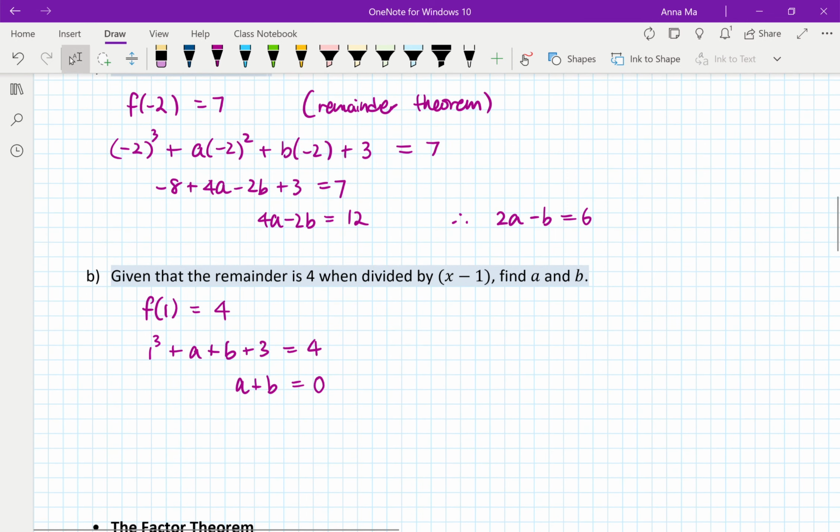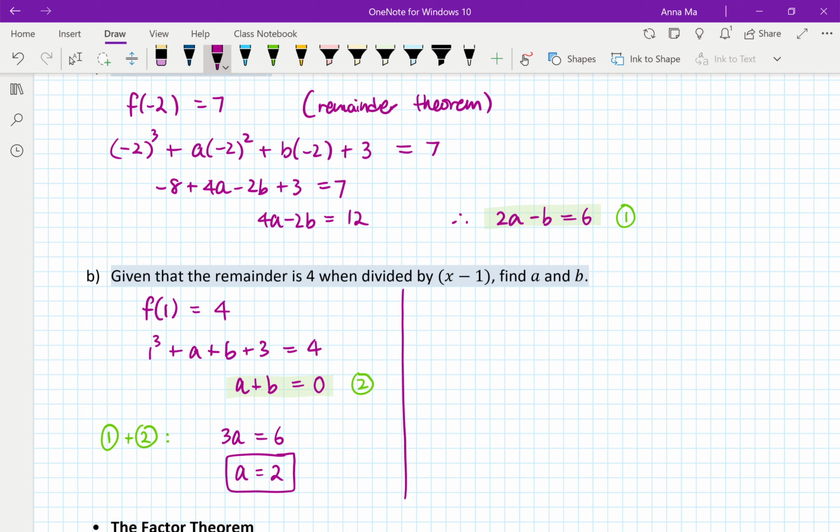So then, now that I have two equations in terms of a and b, I should be able to solve simultaneously. So let's label them 1, 2. I could probably just add 1 and 2 together to eliminate b. So we can say 3a is equal to 6, which tells me a has to be 2. And I can sub that into 2 maybe. Sub into 2 and get 2 plus b is equal to 0. Of course, b has to be negative 2.